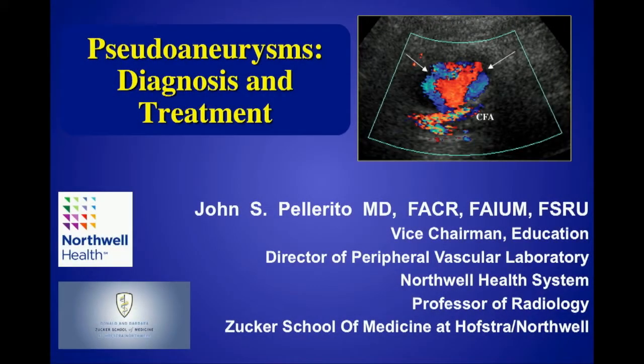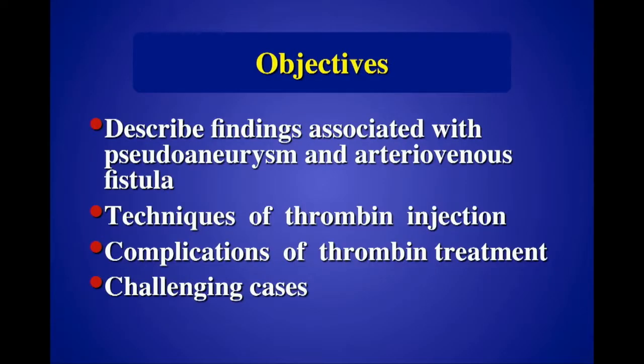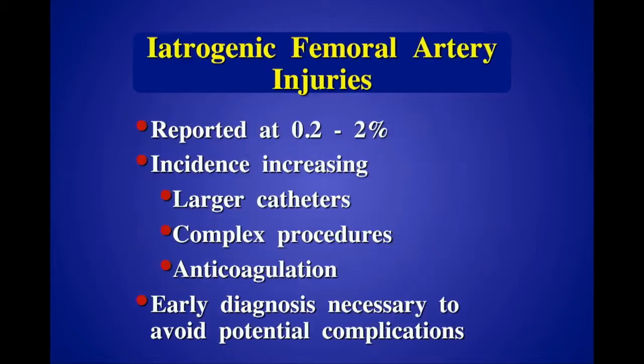I'm John Pellerito, and I'm going to talk about the diagnosis and treatment of pseudoaneurysms and arteriovenous fistulas. For the next few minutes, I'm going to describe the findings associated with these two entities that usually occur after femoral artery injuries. We'll talk a little bit about thrombin injection for treatment of pseudoaneurysms and some of the complications that can arise. And I'm going to finish up by showing some challenging cases.